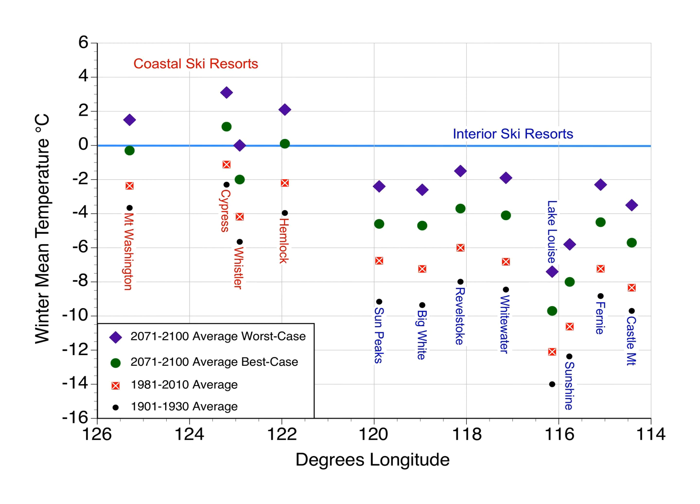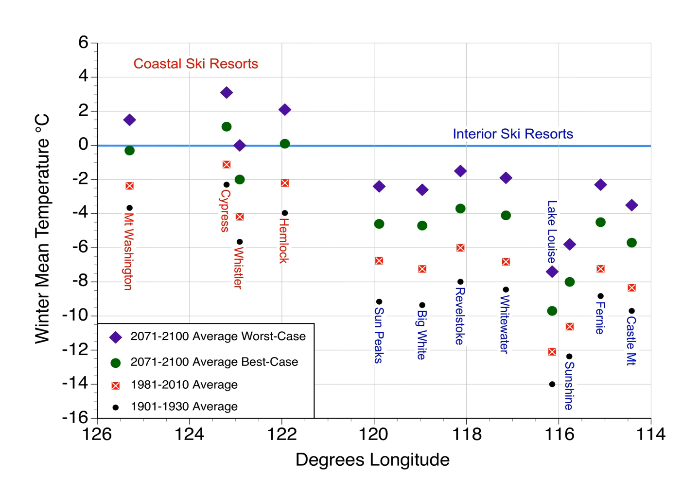And the black dots represent historical average winter temperatures for a 30-year period between 1901 to 1930. The red square with a white X in it represents the average temperature in 1981 to 2010. So a 30-year period that just occurred just 10 years ago. And you can see the rise, how temperatures have changed.